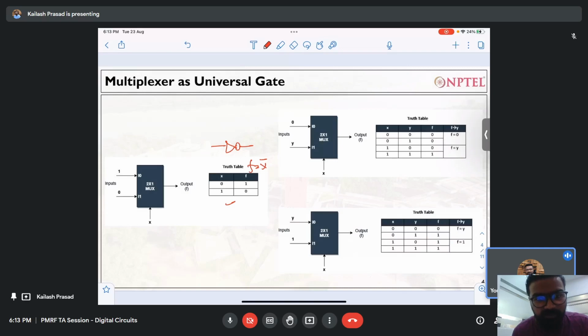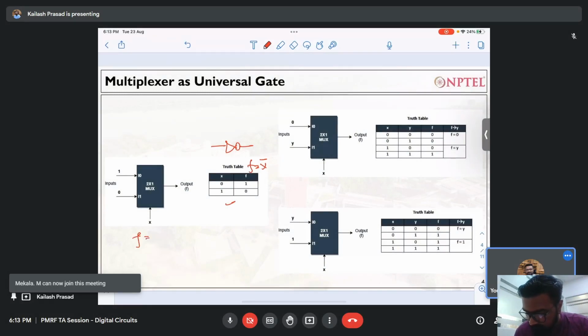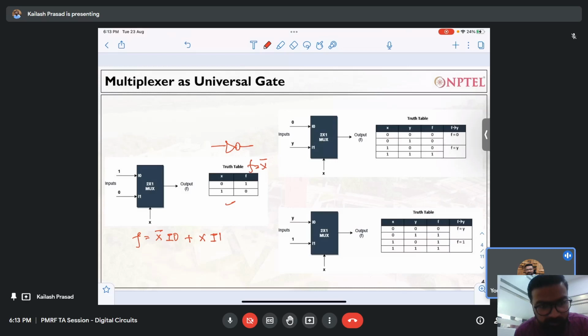The basic concept is that you write the equation of the multiplexer. f is x bar into I0, where I0 is the first input, plus x into I1. If x is the input, I want x bar to be the output. For that, I can make this part 1 and this part 0. So what will the equation be? The equation will be f equal to x bar only, because the other part will become 0, right?